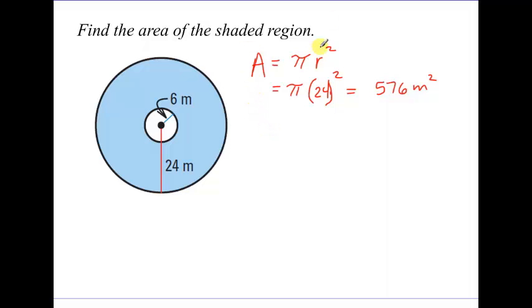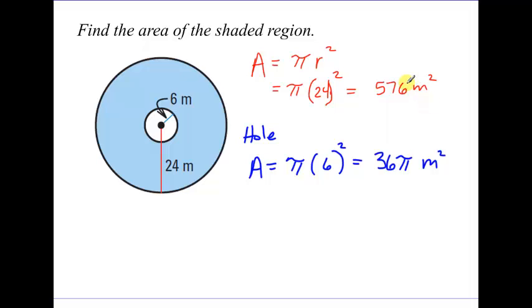Now the area of the hole, also a circle, is pi r squared. This time the radius, right here, the radius of the hole is 6 meters. So that's going in for the radius spot. In other words, that's 36 pi square meters. Uh-oh, back up. I forgot my pi up here. You better stick that in there. That's 576 pi square meters.